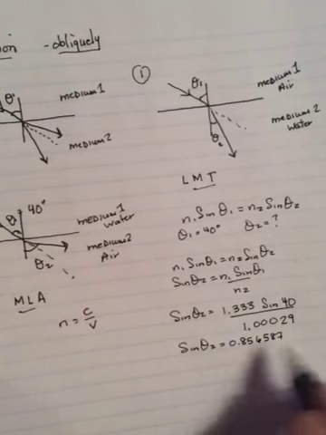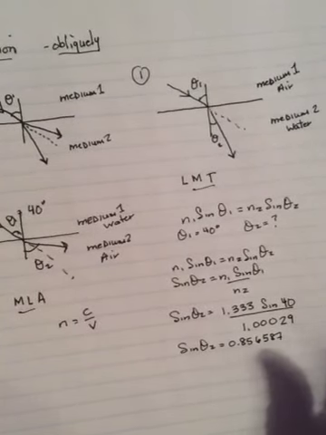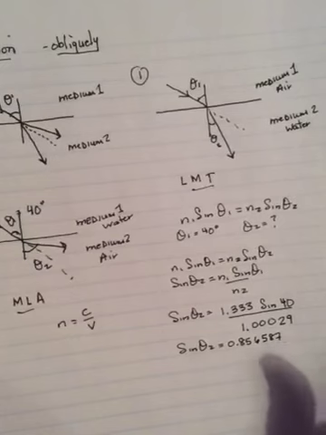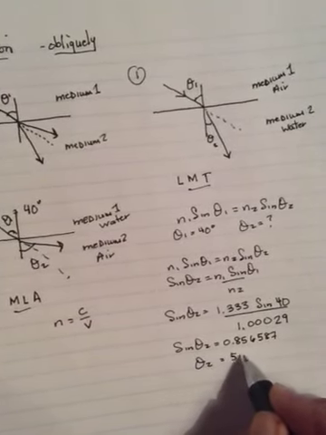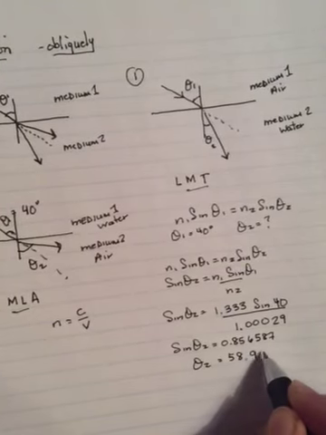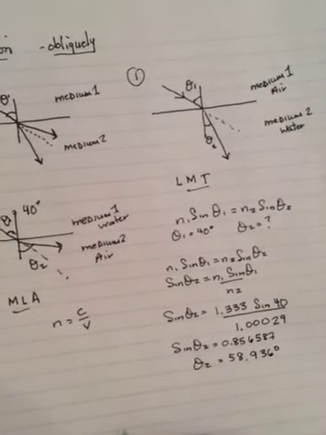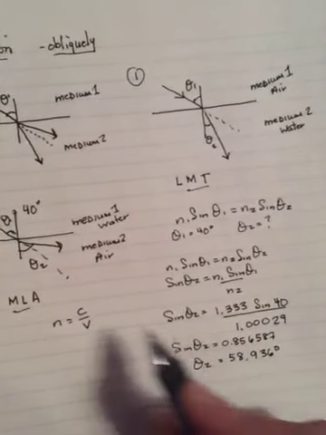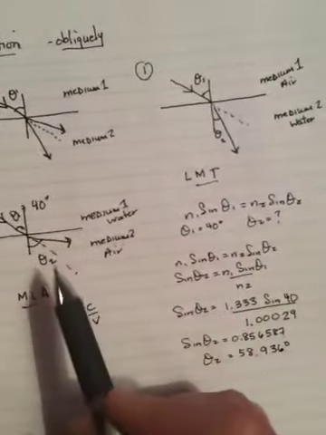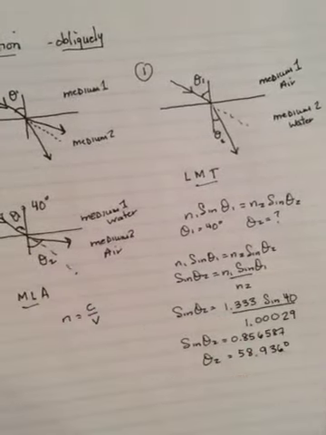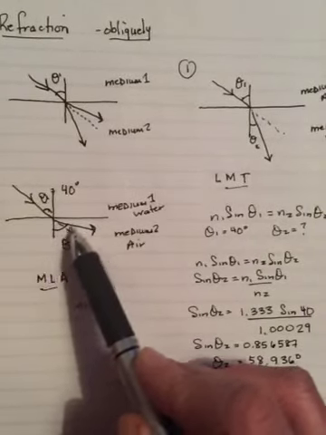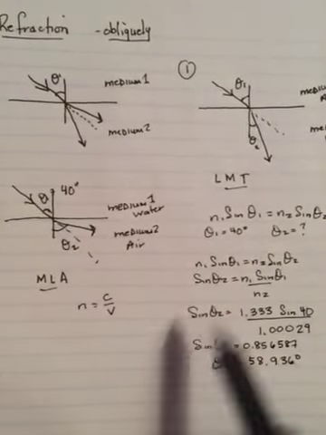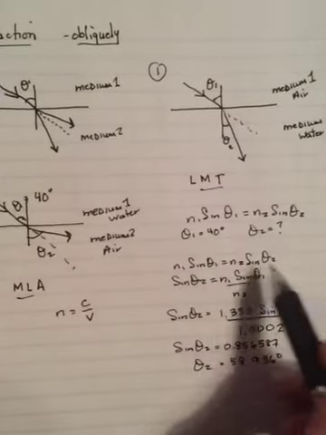And you get sine theta 2 equals 0.856587, etc. Then you do the second function, sine. So you do inverse sine, and you find out that theta 2 is equal to 58.936 degrees, which is bigger than theta 1. And it's bigger because if you look at our picture up here, we had figured out that it would move away, and that would make theta 2 bigger. Okay, so this is how you use Snell's law.